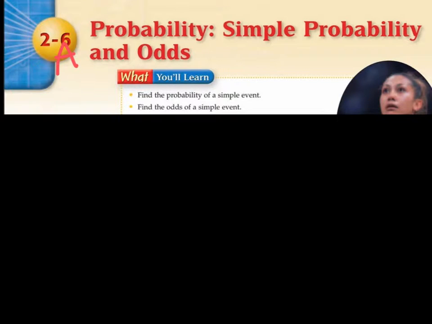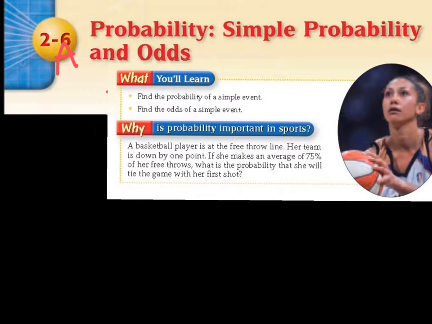In 2.6, they gave us two different topics, probability and odds. In this video, we're just going to look at how to find the probability of a simple event. Why is probability important in sports?